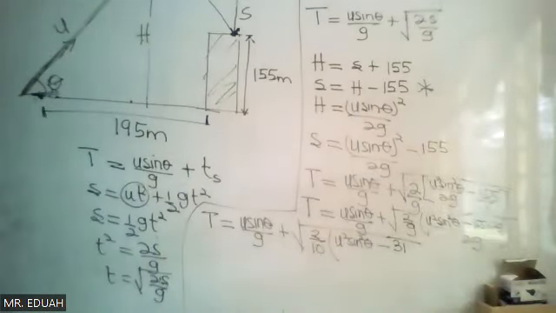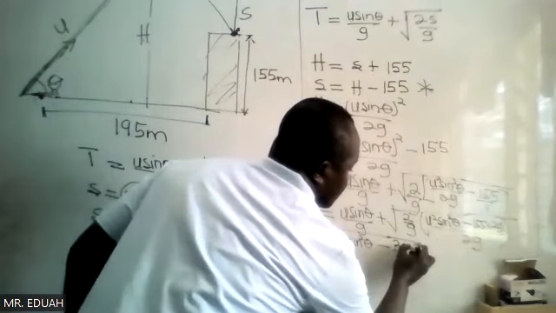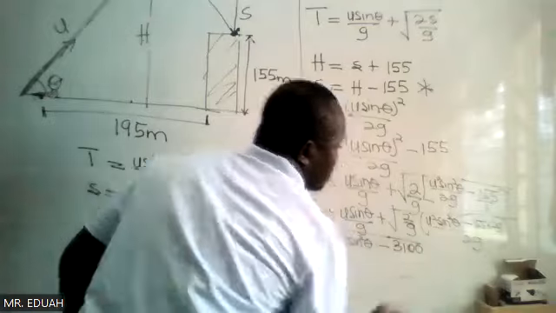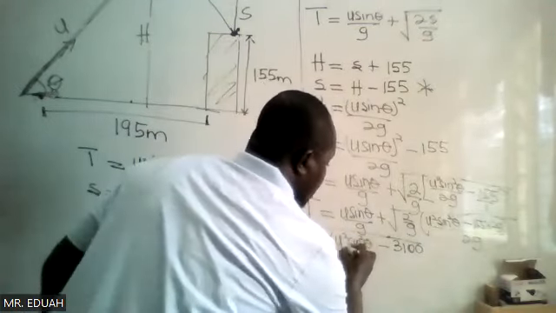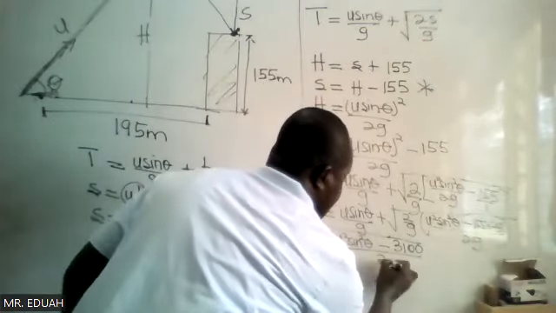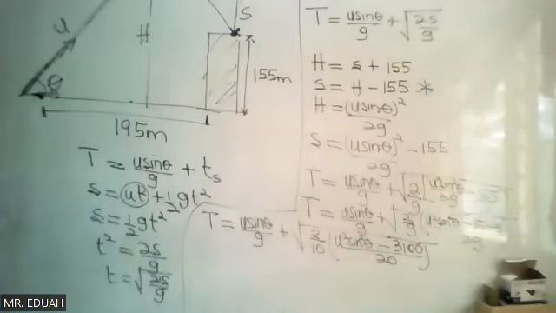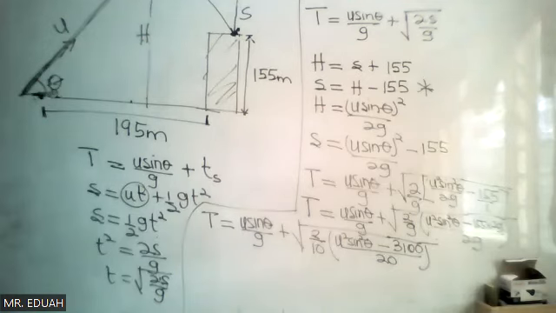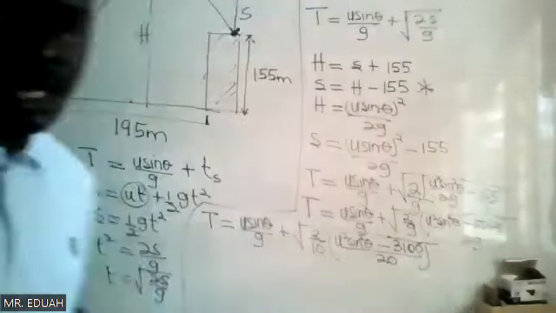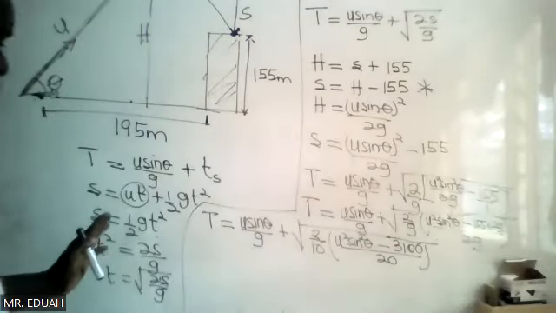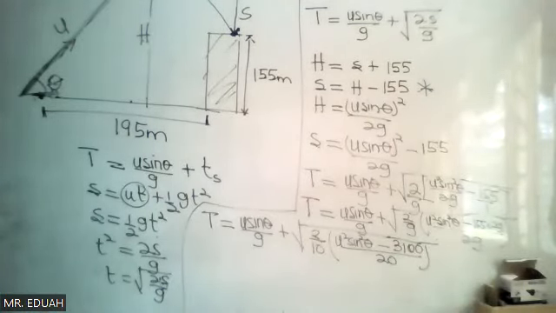It's 3,100, all divided by 20, because I've substituted the value of g, which is 10. Are you following? We are simplifying it bit by bit.